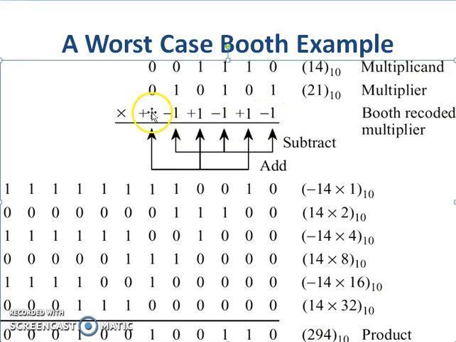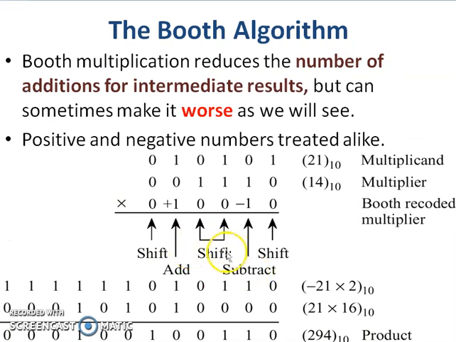Here there are three +1s and three -1s, which means 3 addition operations and 3 subtraction operations. In this case there are a total of 6 operations you have to do, and there is no shift operation or 0. But in the previous example, you can see you need to perform only one addition and one subtraction. So there are just two values, and you can easily perform the multiplication.